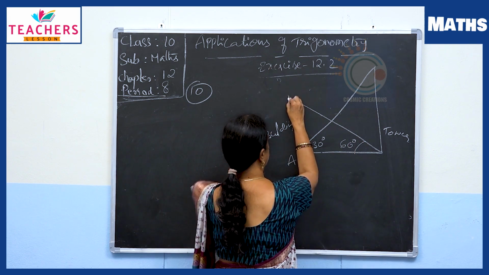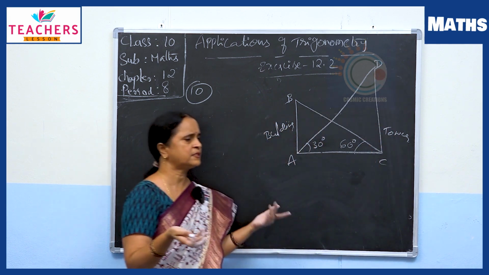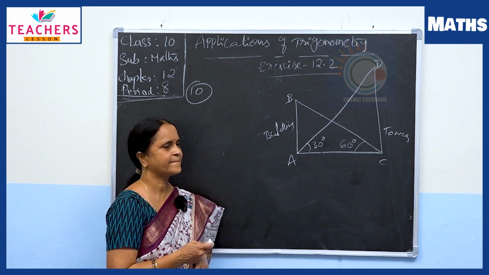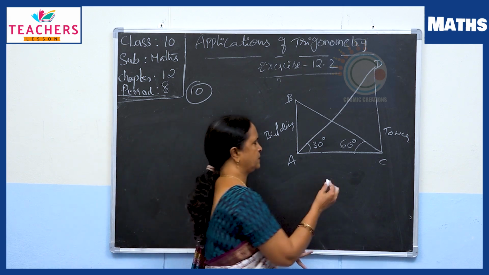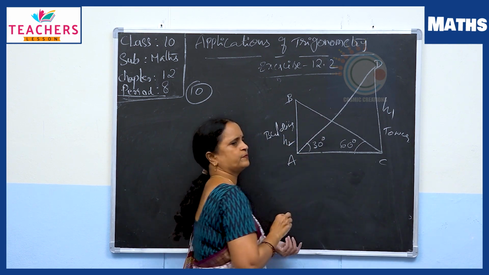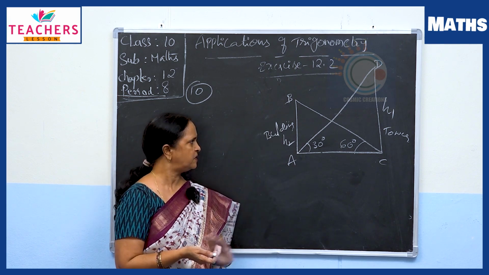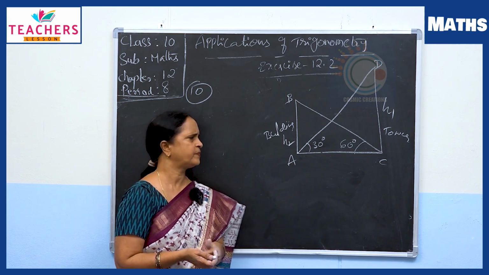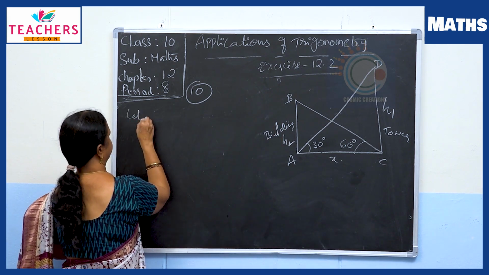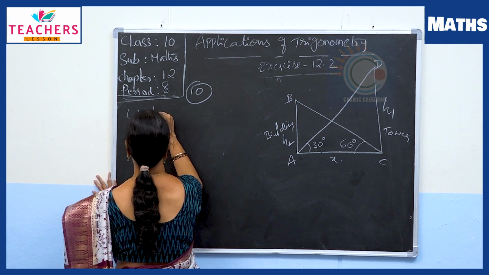This is AB. This is CD. Then what to find? The ratio of height of the tower and building. Let this be H1 and this be H2. H1 is to H2, tower is to building. We have to find it. We do not know anything. AC also we don't know. Let me take this as X. AB is the height of the building.